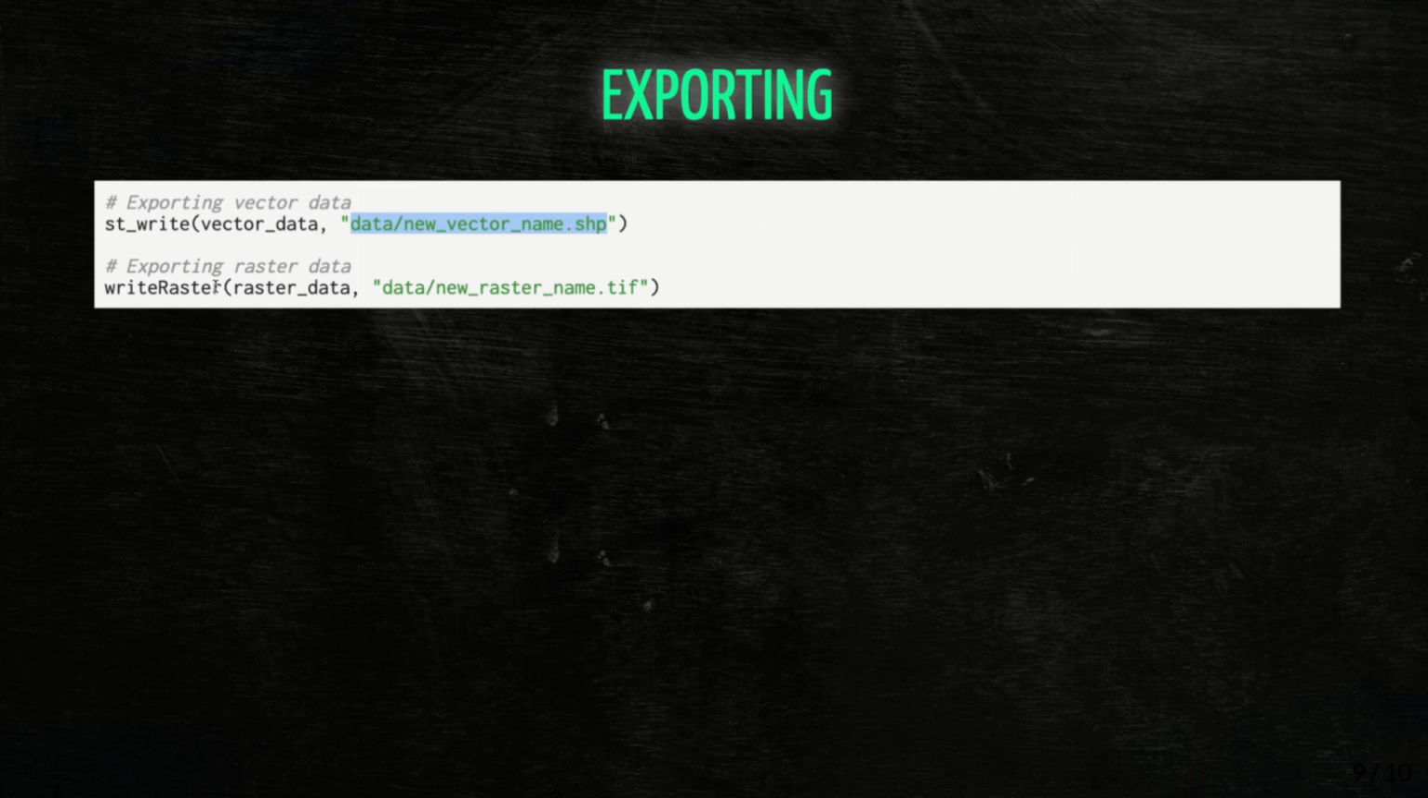We can do exactly the same thing with raster data. So the terra package has a writeRaster function that works exactly in the same way. So we can specify the raster that we want to export and give it a path, a file name, and a file format. This will also save on my computer in the data file, a tiff file containing everything that I had in my raster data.